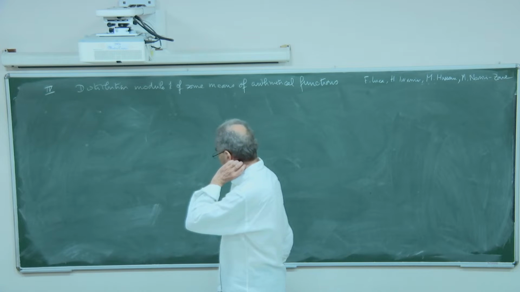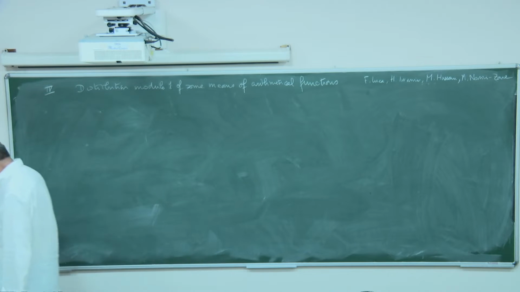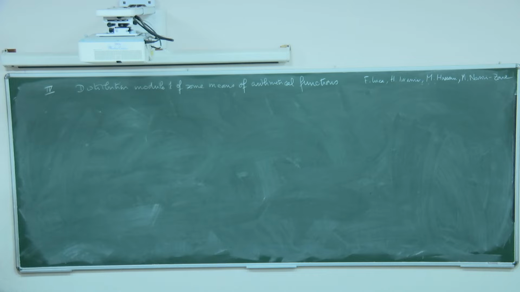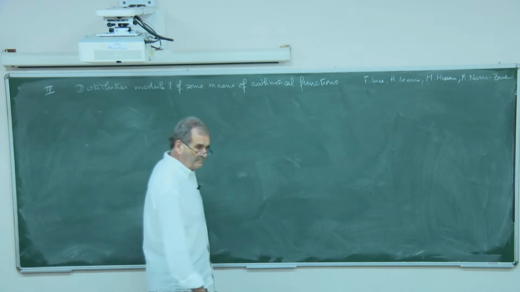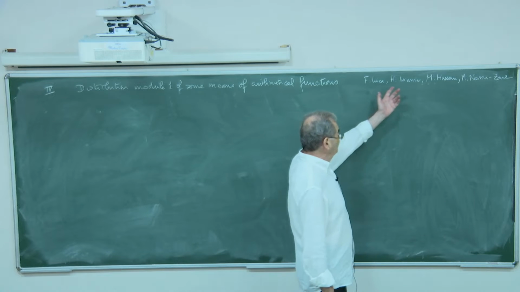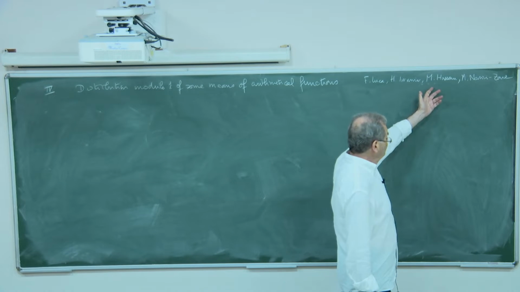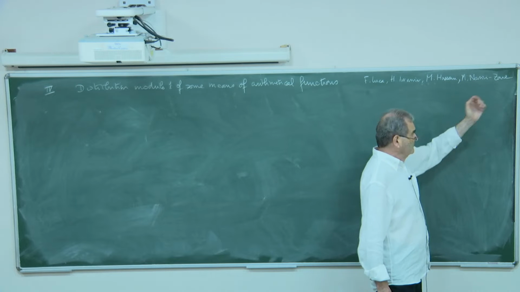Okay, so today we are looking at the distribution mod 1 of some means of arithmetical functions, and the people who are involved in that are Florian Luca, Enrique Vagnez, Mehdi Hassani, and Mohamed Naziri Zareh.